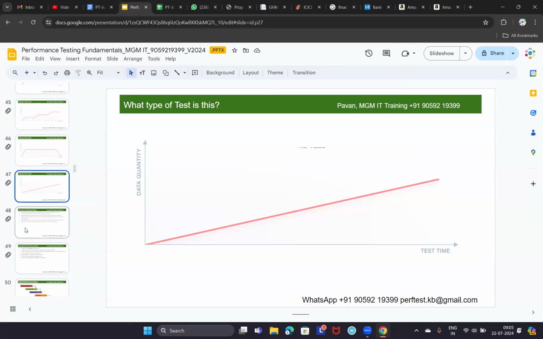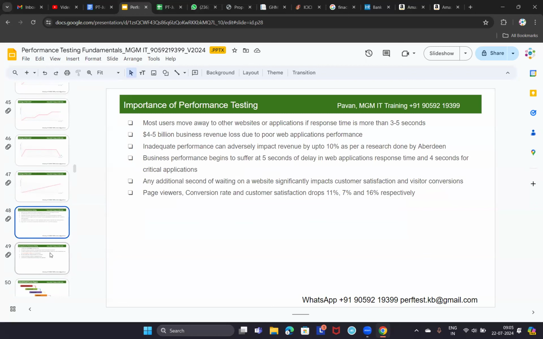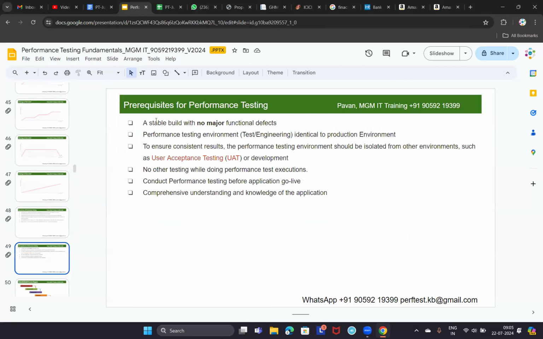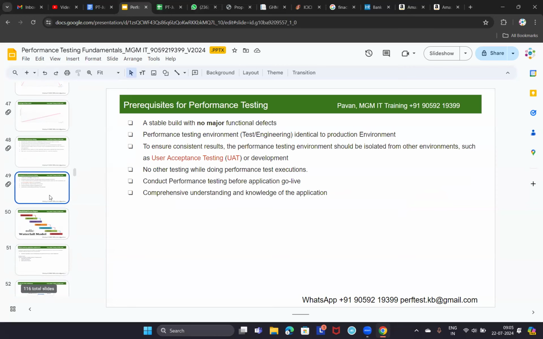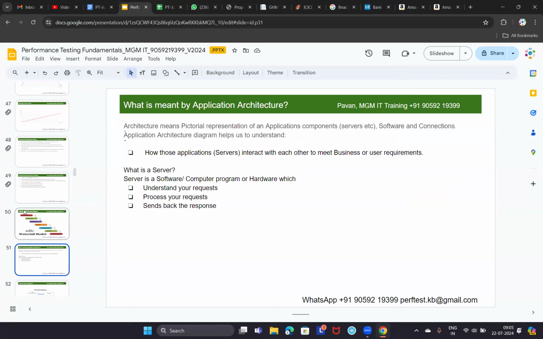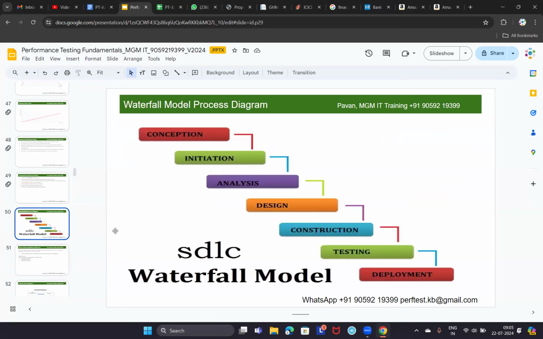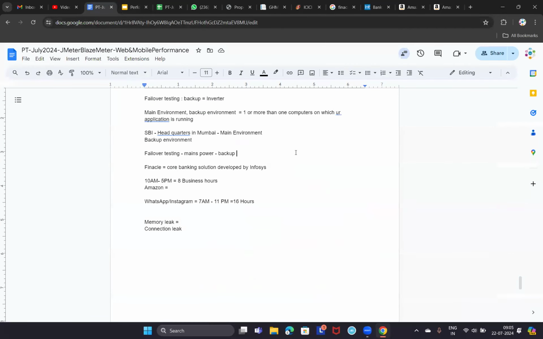So with this, we will stop here, guys, for today. Tomorrow we'll discuss the importance of performance testing, the prerequisites for doing performance testing, and if possible, I will cover the waterfall model. I think we had already discussed the waterfall model, right?